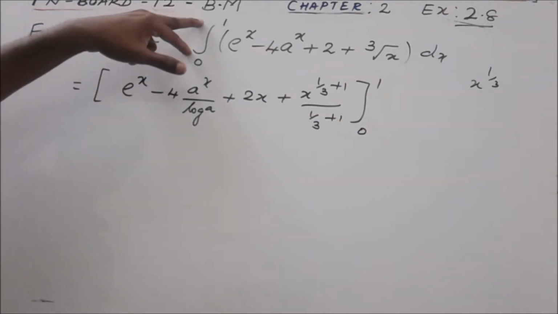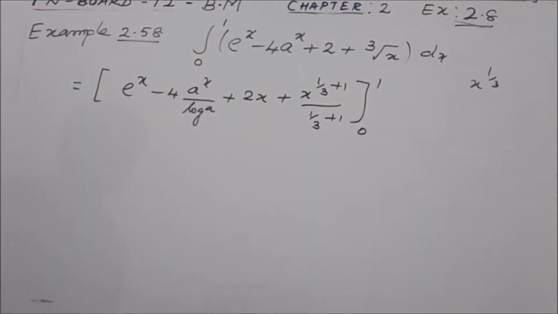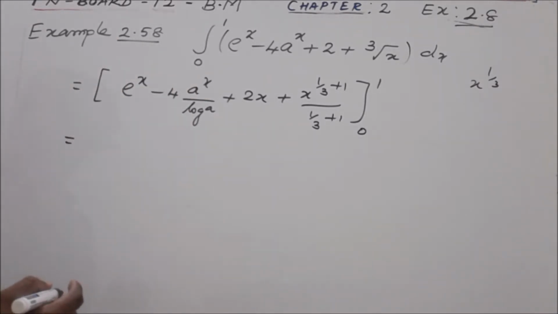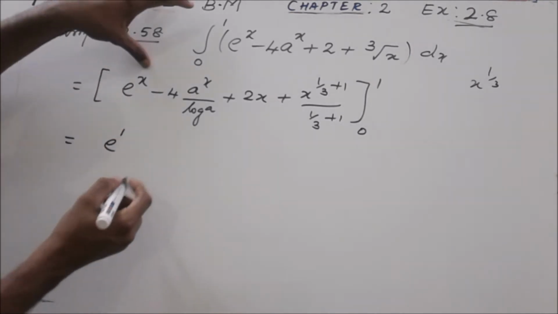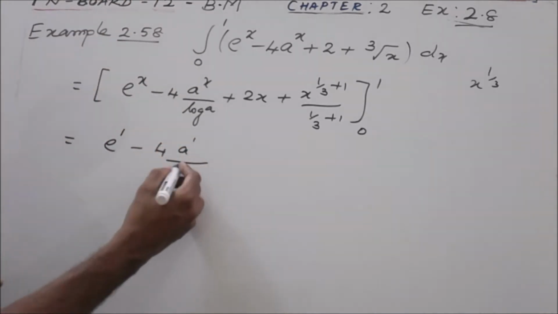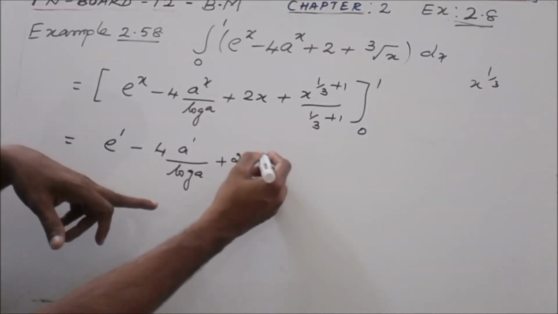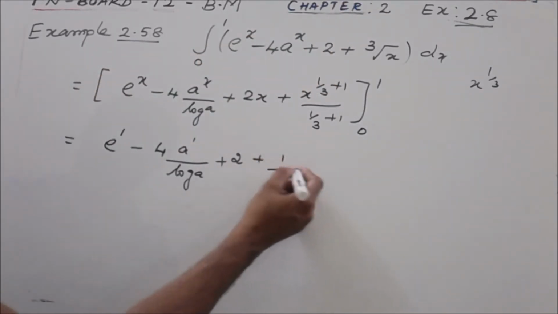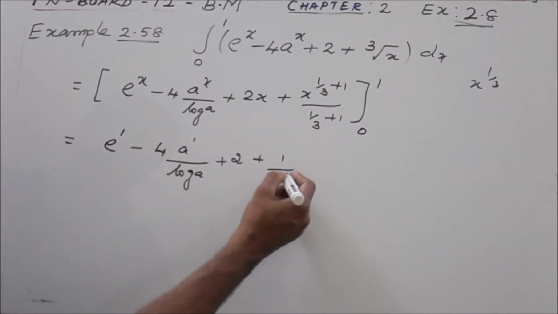After integrating, there is no integral symbol; instead 0 and 1 are substituted at the end. Now substitute the upper limit, then the lower limit. Substituting the upper limit for x: e power 1 minus 4 a power 1 by log a plus 2 into 1, 2, plus 1 power 1 by 3 plus 1; 1 power anything is 1, divided by 1 by 3 plus 1, taking LCM 1 plus 3 by 3, that is 4 by 3.